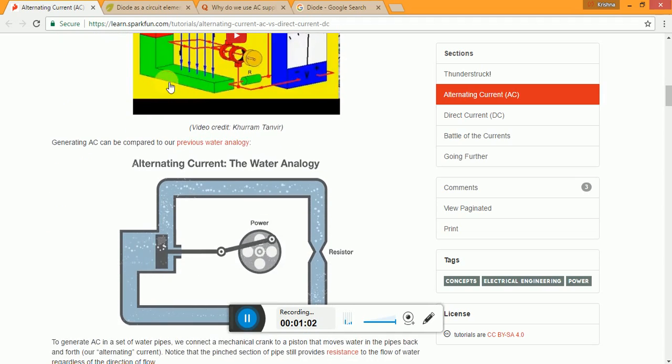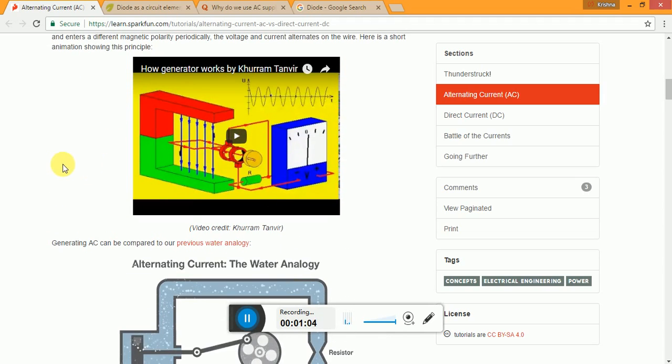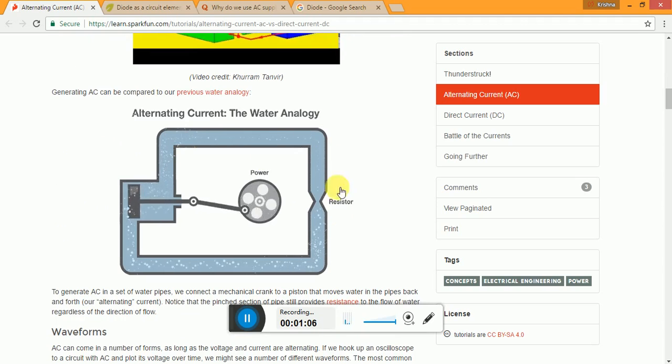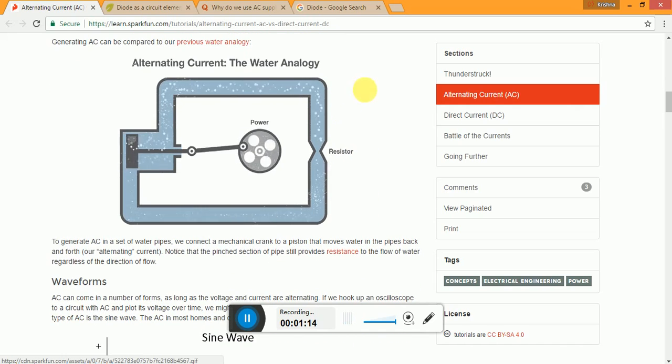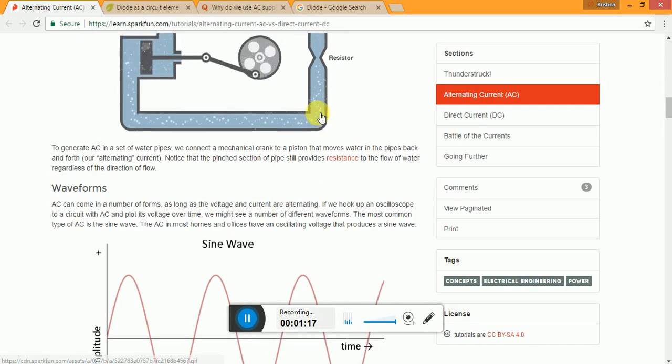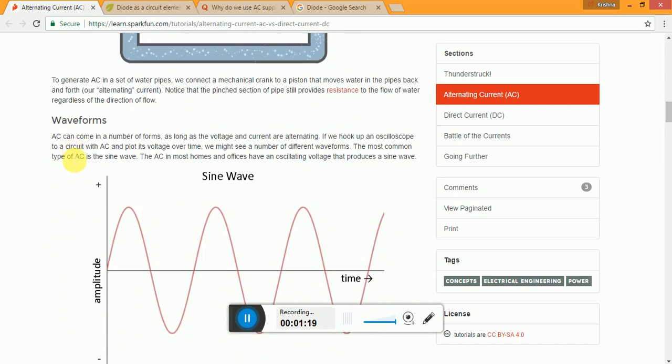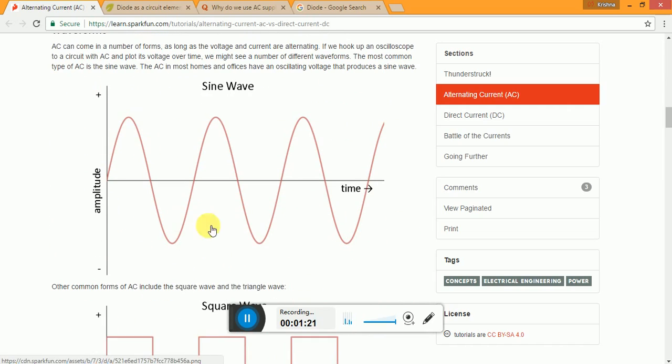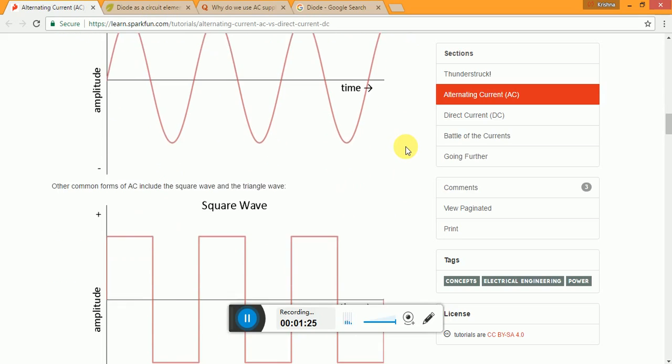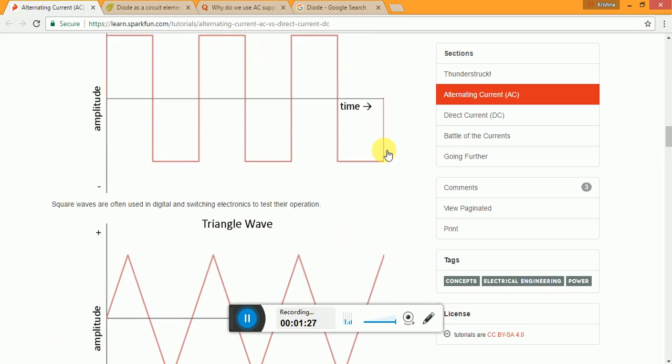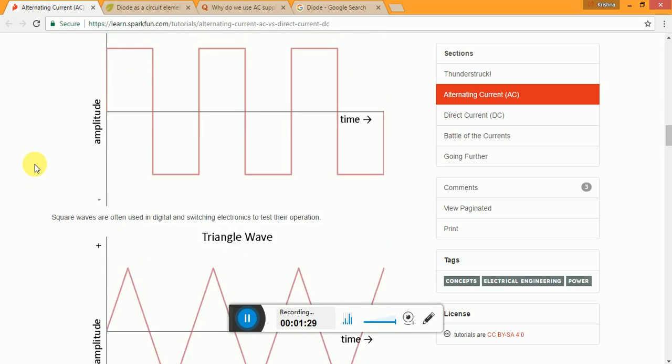These are really nice videos that explain how an alternating current is generated. This is a water analogy that shows that even though the direction seems to be changing, the resistor is still resisting the flow of current, right? That's a nice GIF that helps you visualize it. And you have an AC wave, a sine waveform here, given in a nice graph. Interestingly, they've also mentioned that you have square waves and triangle waves that are also used in AC current and its applications.